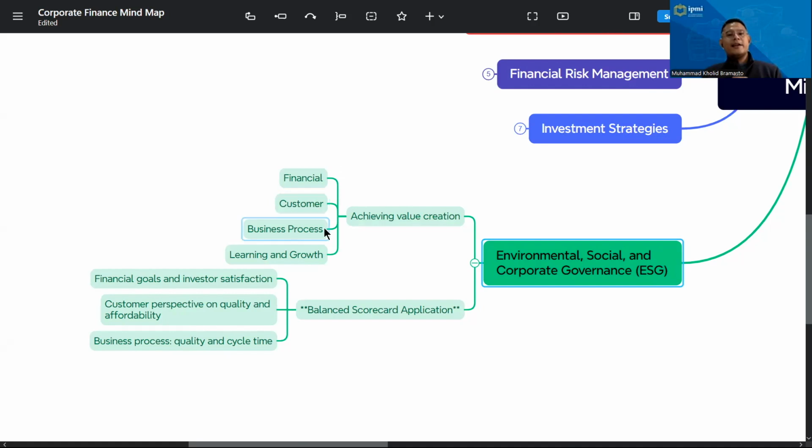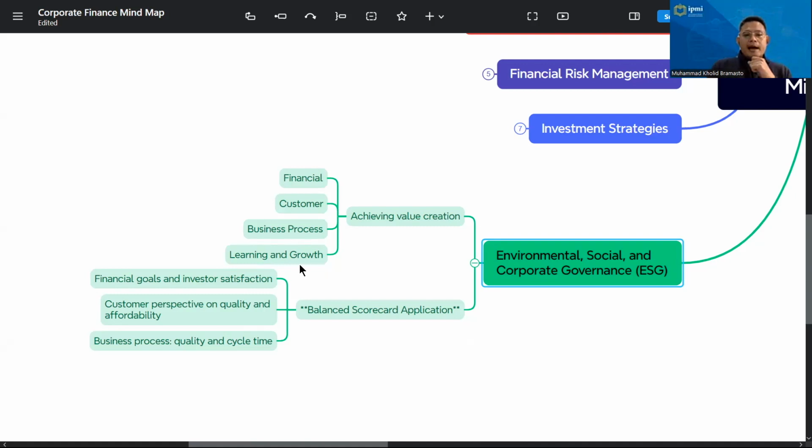And then business process. Integrating ESG consideration into business process can improve operation efficiency, reduce waste, and enhance innovation. Eventually, this will result in a reduction in expenditure and improved productivity. And lastly, learning and growth. ESG stimulates a culture of continuous improvement and innovation within the organization. This encourages employee engagement, attracts talent, and promotes knowledge sharing, which contributes to the company's long-term growth and resilience.